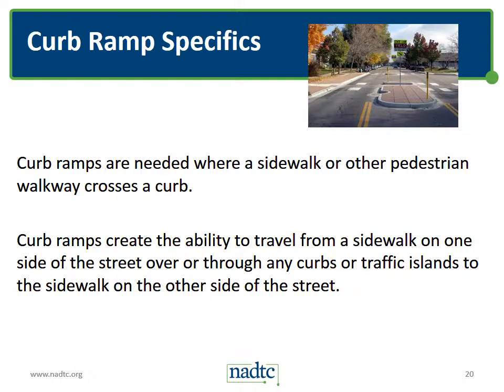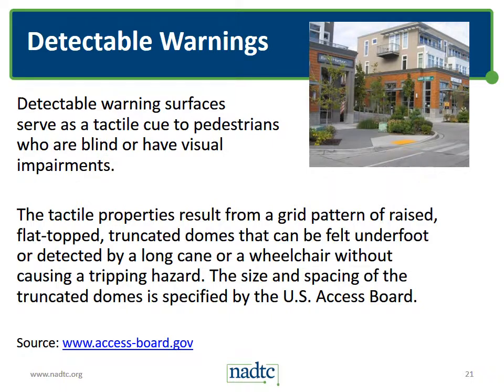Curb ramps are one of the most commonly recognized forms of accessibility by the public. Curb ramps are needed to provide continuous connections between sidewalks and across roadways or traffic. This may include traffic islands so that the pedestrian can get from the sidewalk on one side of the street to the other side of the street. Detectable warning surfaces are integrated into curb ramp design, and they serve as tactile cues to pedestrians who are blind or who have visual impairments. Flat-top truncated domes in a grid pattern are used in the United States, and the size and spacing of the domes is specified by the U.S. Access Board.